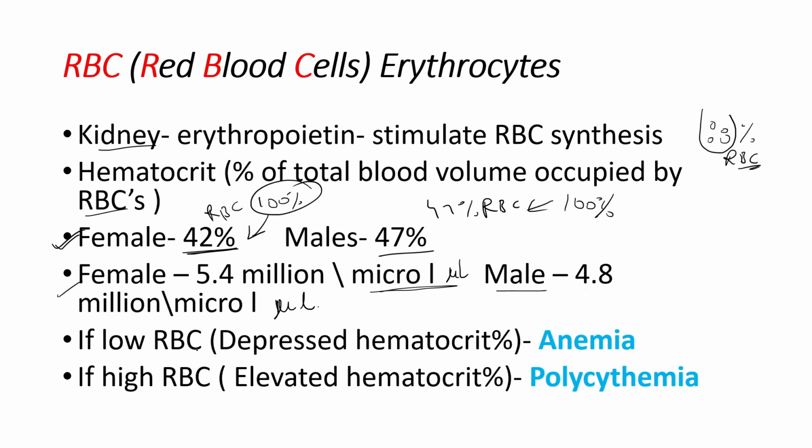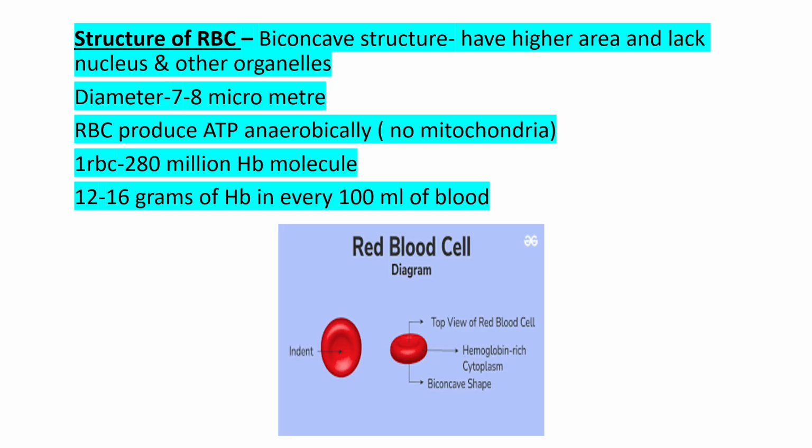And in the case of males, it should be 4.8 million per microliter. If low RBC count is there, this is known as depressed hematocrit, and this will cause anemia, that is loss of RBC. If high RBC, elevated hematocrit, so it will show an elevated state. This condition is known as polycythemia. So in the case of low RBC, we call it anemia, and in the case of high RBCs, we call it polycythemia. So I think this is also clear to you all.